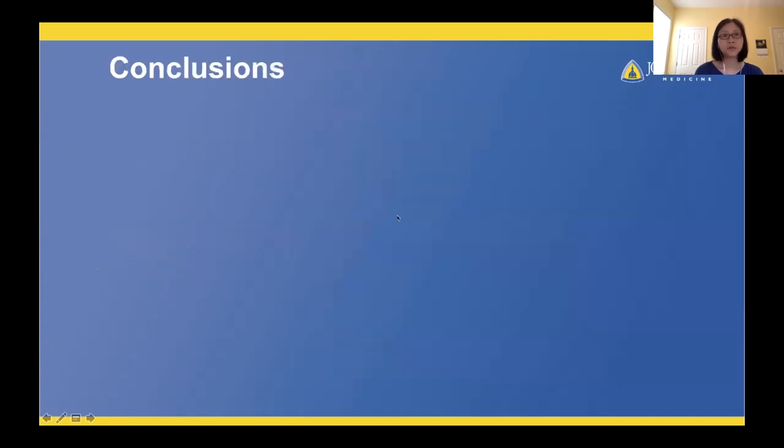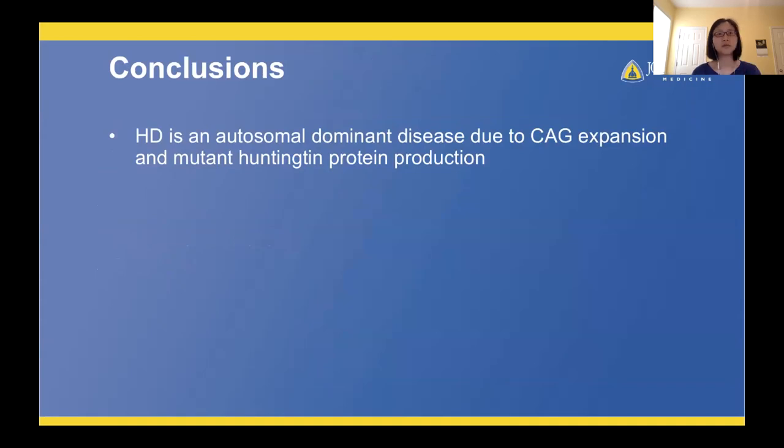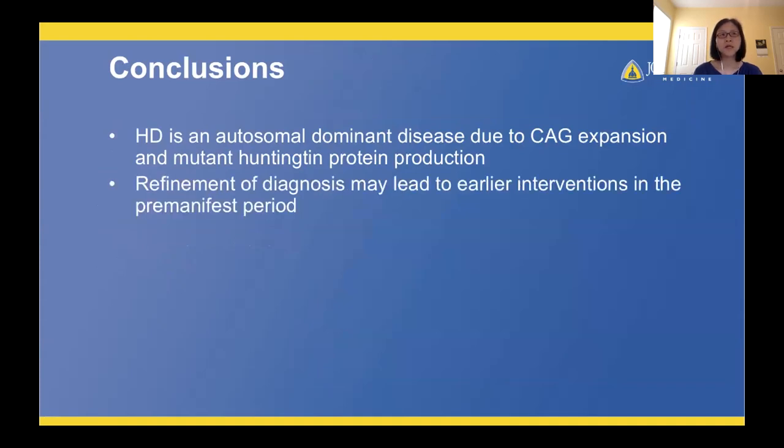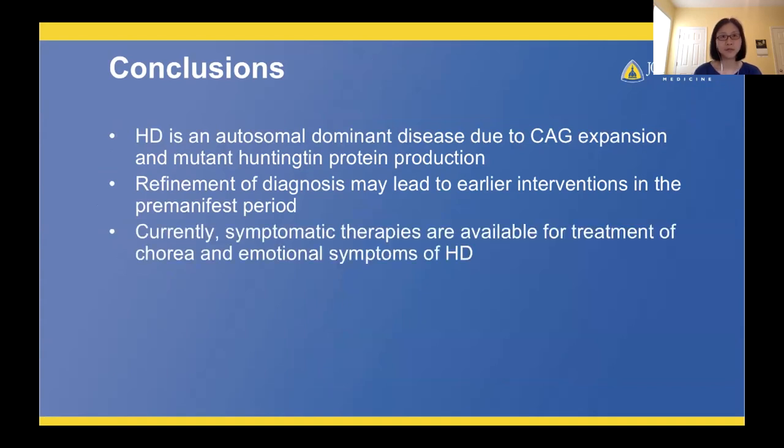So in conclusion, HD is an autosomal dominant disease due to CAG expansion and mutant Huntington protein production. And the refinement of diagnosis may lead to earlier interventions in the pre-manifest period, especially with the potential success of disease-modifying therapies. And currently, symptomatic therapies are available for treatment of chorea and emotional symptoms of HD.